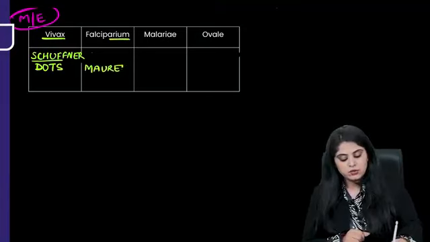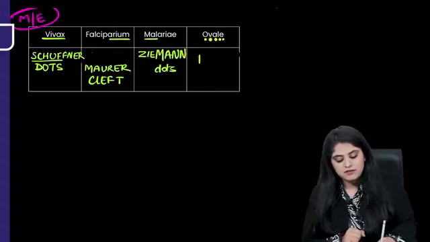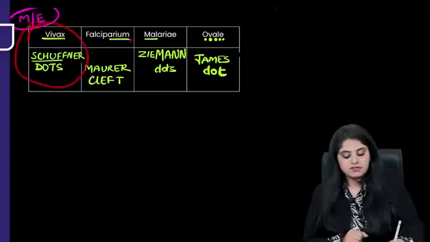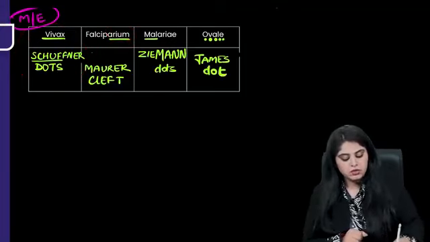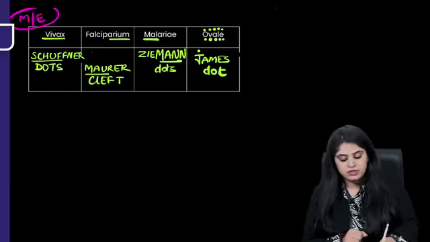That is going to show you the Maurer's cleft. Next, malaria is going to show you Ziemann's dots. Ovale has five alphabets, so that is going to show you the James dots. So everyone's learnt it. Falciparum is going to be showing you Maurer's clefts. Malaria will show you Ziemann's dots, and ovale is going to show you the James dots.